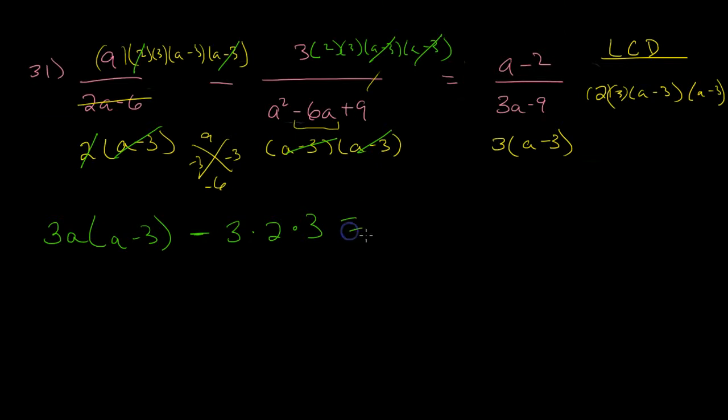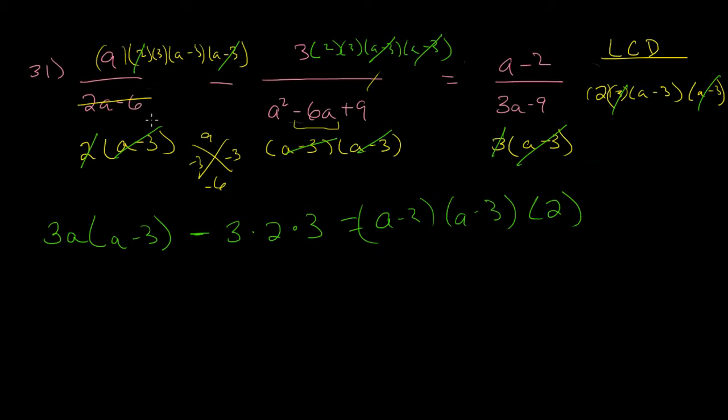Now on the other side of the equal sign, here's my LCD. When I multiply it by this fraction here, my 3's are going to cancel, and one of my a minus 3's is going to cancel. So I'm left with the quantity a minus 2 times the other a minus 3 times 2.